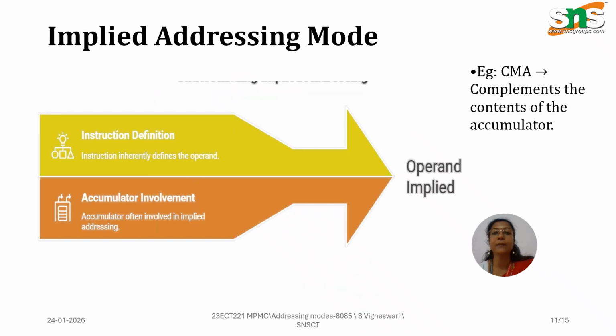Next comes the implied addressing mode. In implied addressing mode, the operand is implicitly specified. There is no need to mention the operand explicitly. For example, CMA. This instruction automatically complements the content of the accumulator, and the operand is already understood by the instruction itself. So CMA specifies complementing the content of the accumulator.